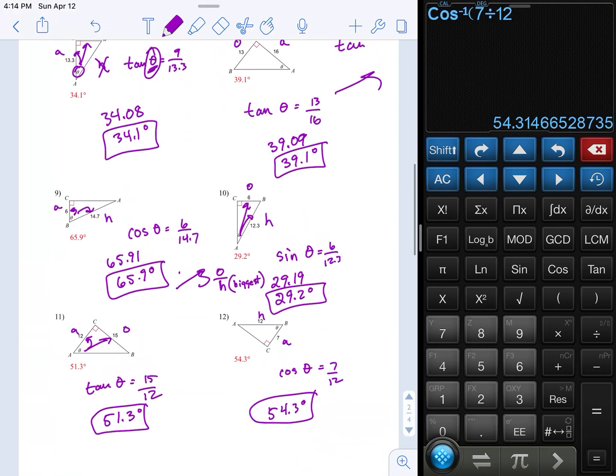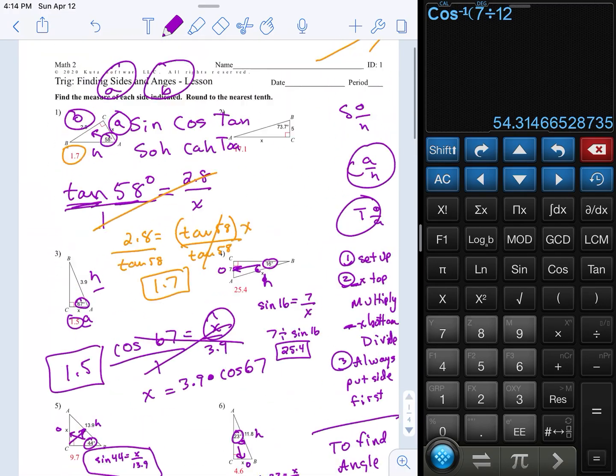I was going to show you how to solve the triangle thing, but we'll hold off till next time or we'll skip it. That's enough for today.